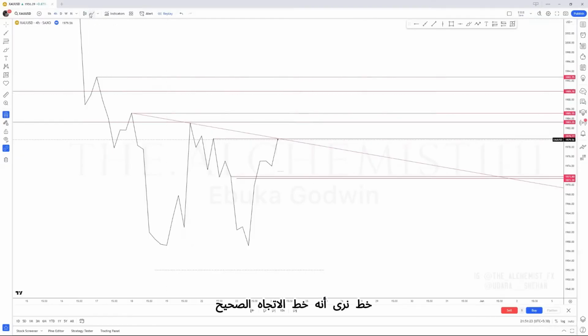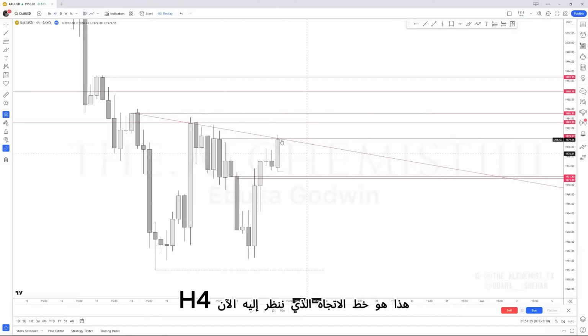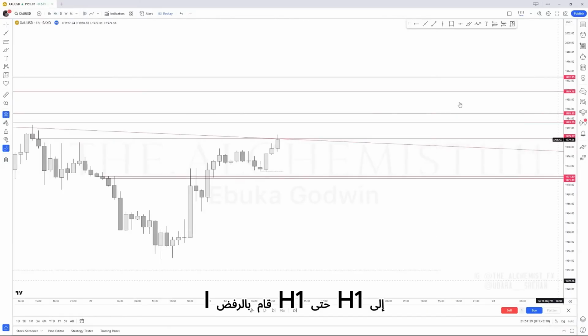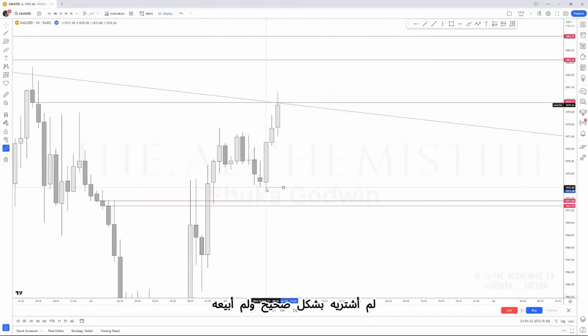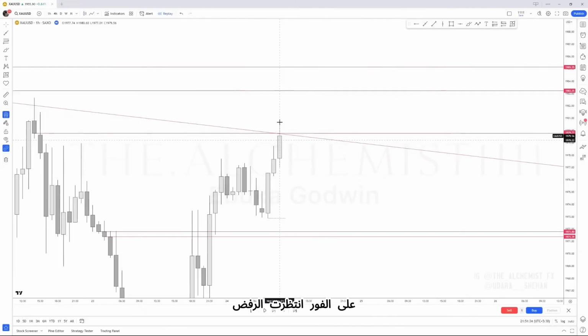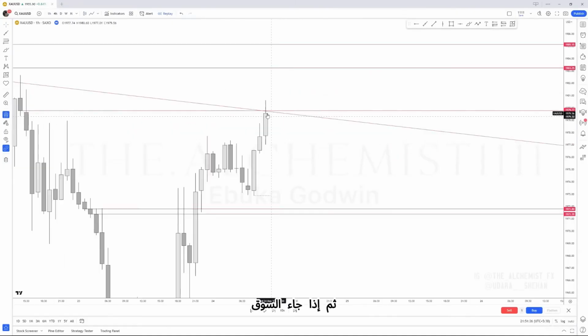See that? It's a trend line, right? That's a trend line. Look at this. Now H4 has rejected that H4 resistance. Go back to the H1. Even H1 has done a rejection. I did not buy it right. I did not sell it right away. I waited for the rejection. And then when the market came back here once again, sell it.